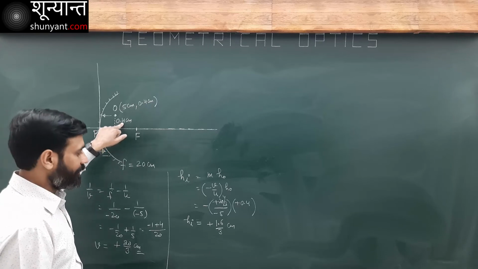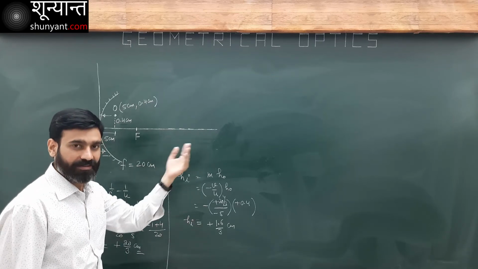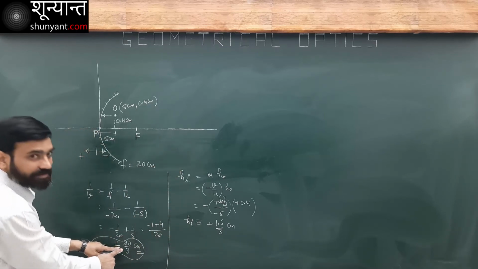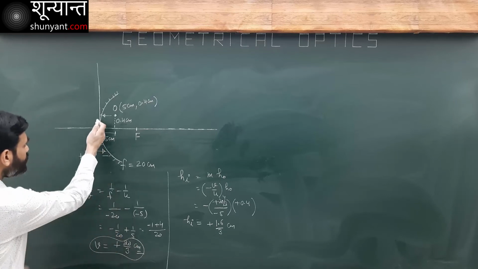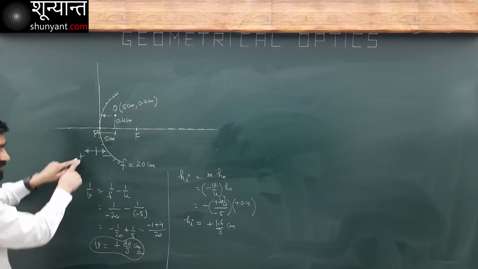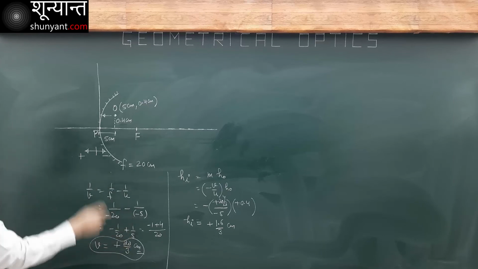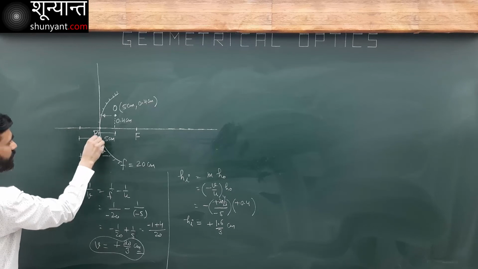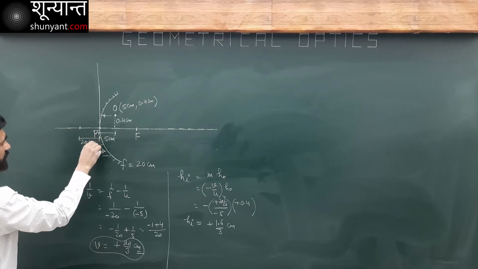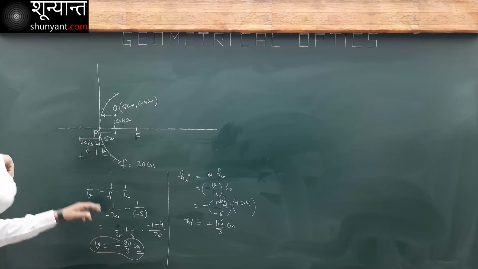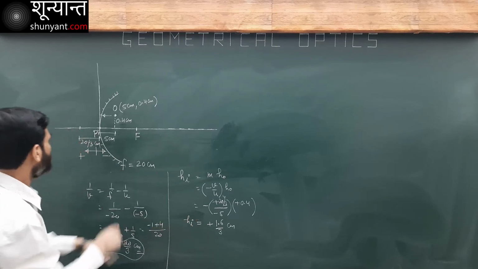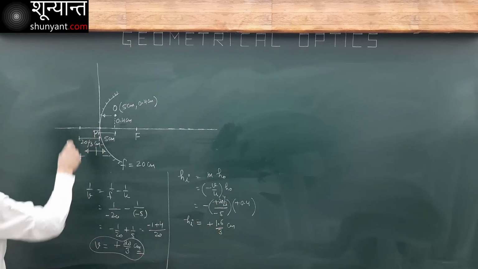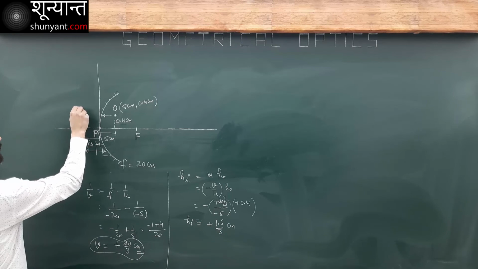It is positive. That means it will be above the axis, and at what distance? Plus 20 by 3. What is the meaning of plus? It will be to the left. Plus is towards left. So this distance from here to here is going to be 20 over 3 centimeter. Height is above, positive, approximately 0.5, a little more than 0.5. I am getting my image somewhere here.